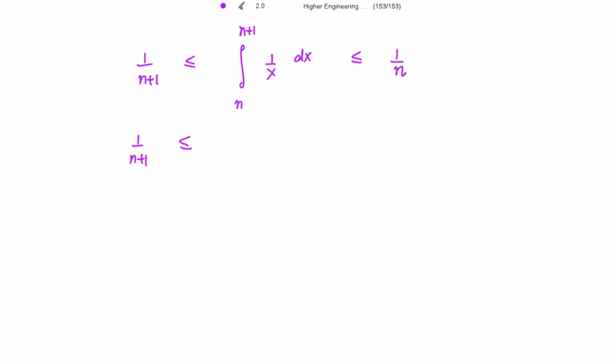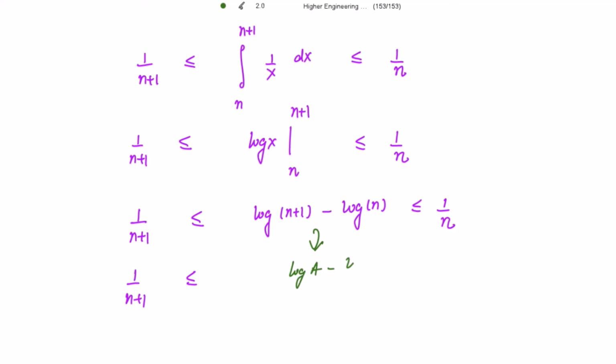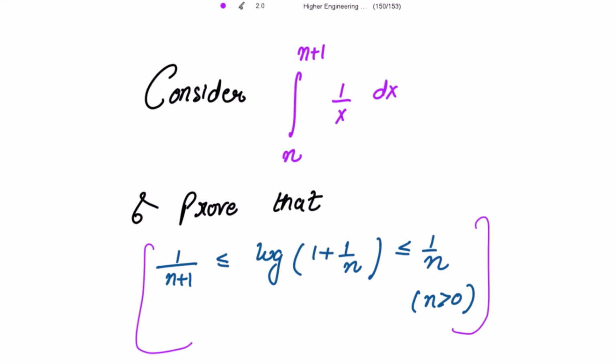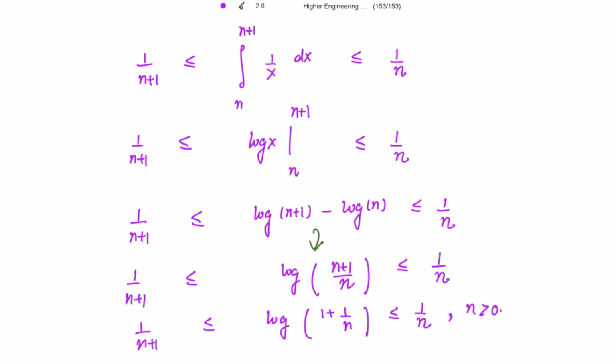Solving this integral, what is the integration of 1 by x? It is log of x and the limits from n to n plus 1. So this is log of, putting the upper limit, n plus 1 minus log of n. Now log of a minus log of b is log of a divided by b. So this becomes log of n plus 1 divided by n, or we can also write this as log of 1 plus 1 by n. This is what is needed to be proved. So we have proved this result for n positive. Okay, thank you.